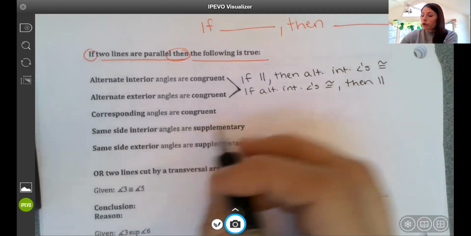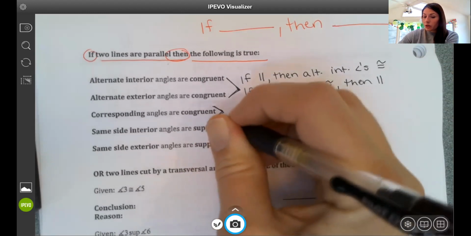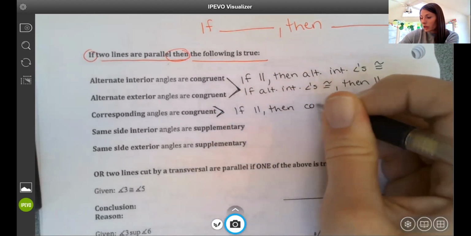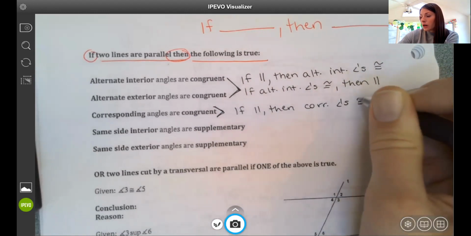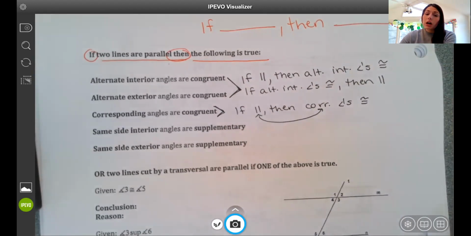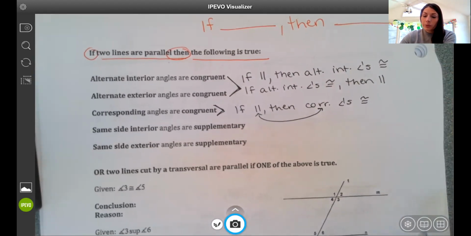Okay. Same for corresponding angles. So corresponding angles are congruent if parallel, and if corresponding angles are congruent, then the lines are parallel, and vice versa. I can flip these. The converse of that original statement is also true.